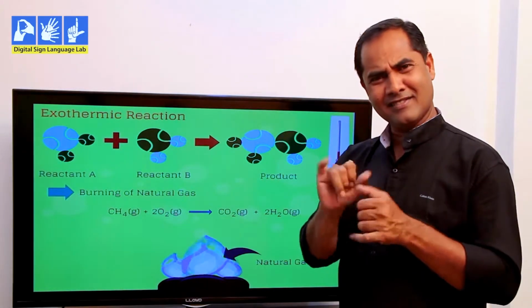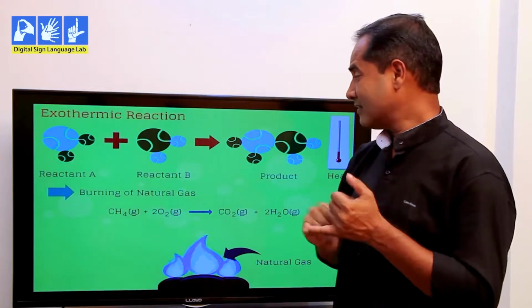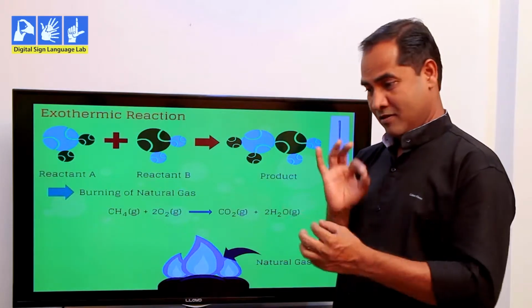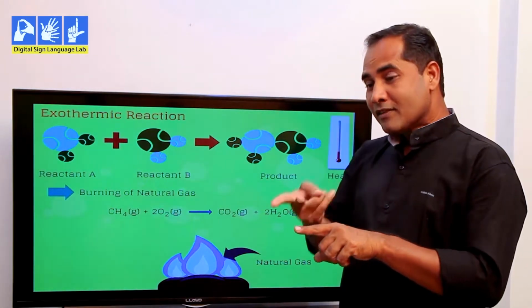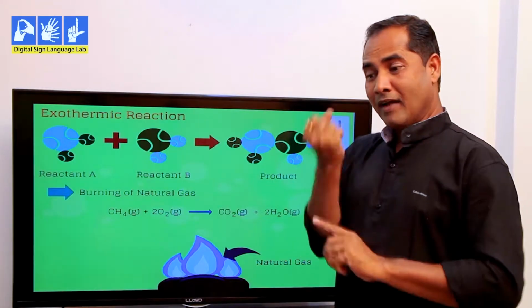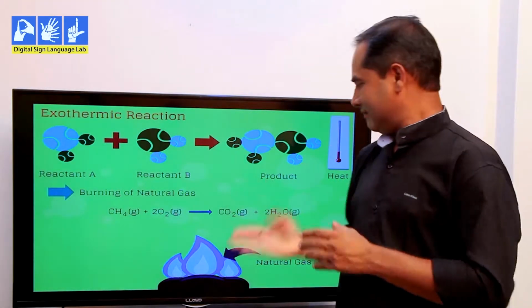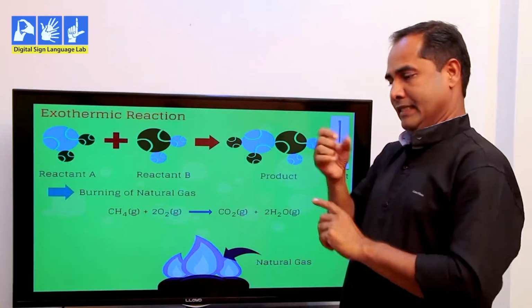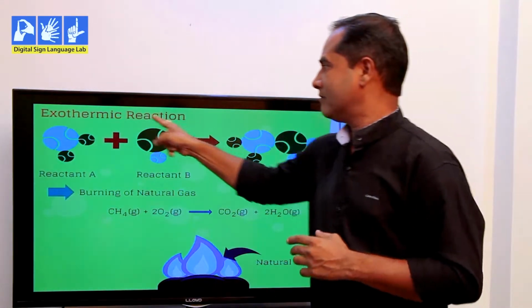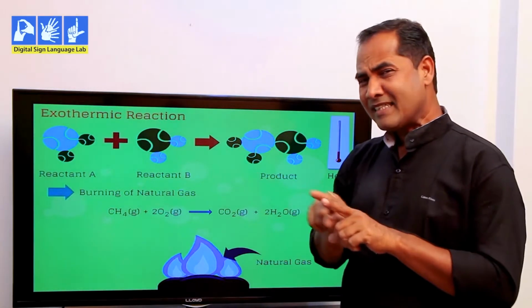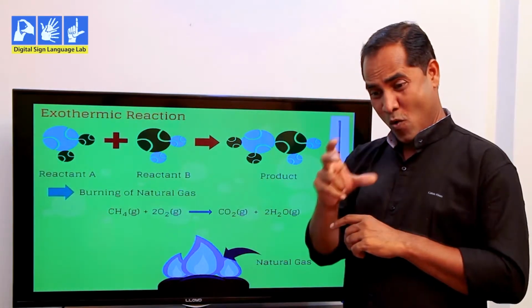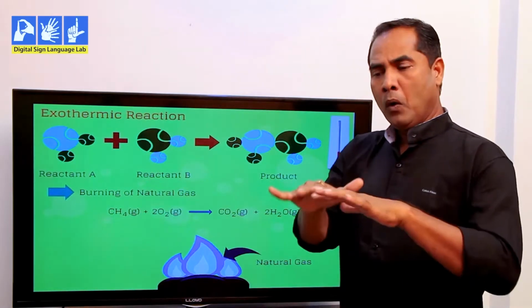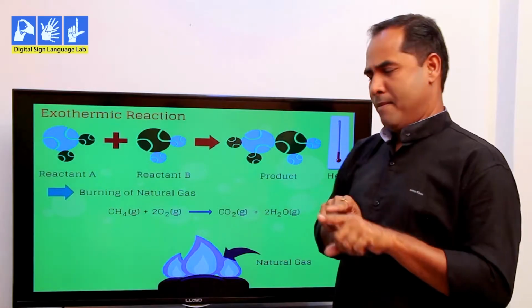Burning of natural gas. You must have seen CH4 or methane gas when it is burnt in presence of oxygen. So that is two chemicals reacting. We get heat, and that's why it is an exothermic reaction. Similarly, in the coal example, when we're burning coal in presence of oxygen, if you feel it, you would see it's hot.